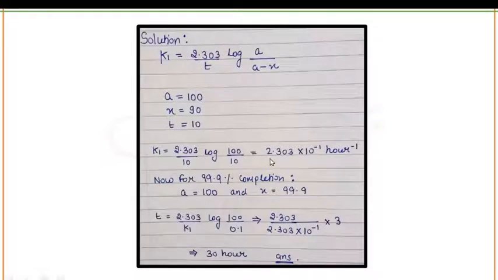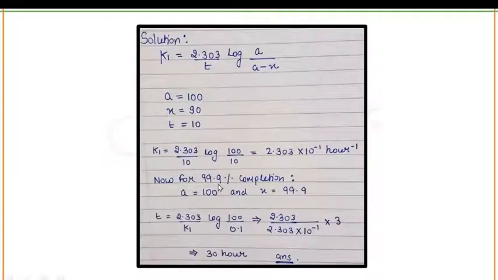After solving this, you will get 2.303 into 10 to the power minus 1 hour inverse. Why hour inverse? Because this is your first order reaction, and in first order reaction, the unit of K is time inverse, or you can say second inverse or minute inverse. That's why we have written here hour inverse.